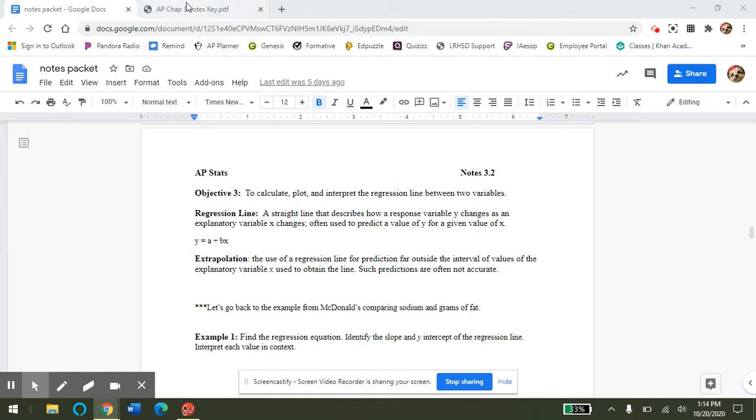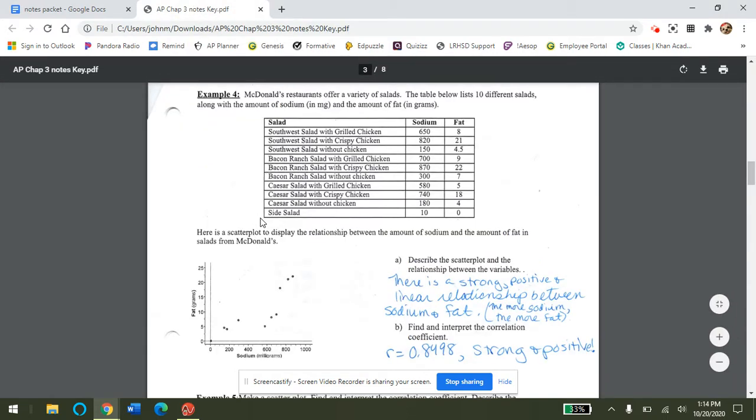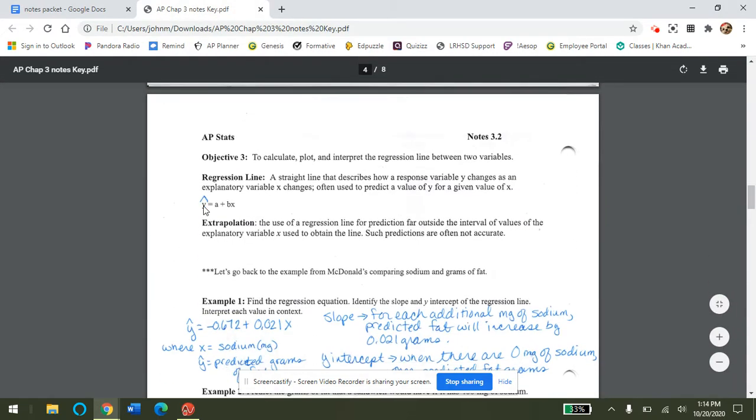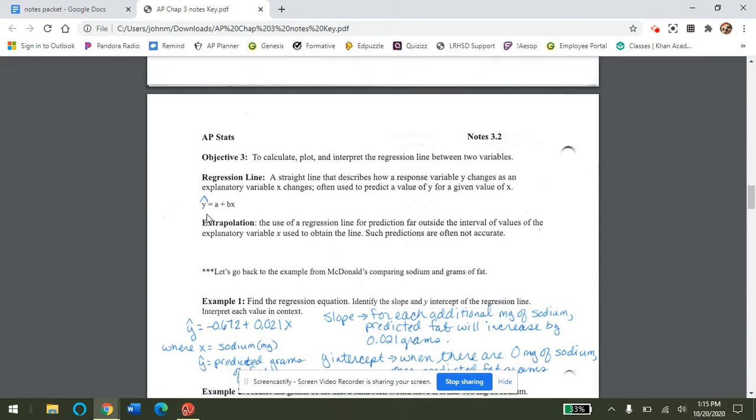Huge typo that I don't know what happened when I made your notes: your y here needs to have a hat on top of it. I know you're like, did you really just call it a hat? Yes, because its official name is y hat. Y hat means it's a prediction. You can't just use plain y. y is the y from the data point, x is the x from your data points, and y hat is your predicted y.